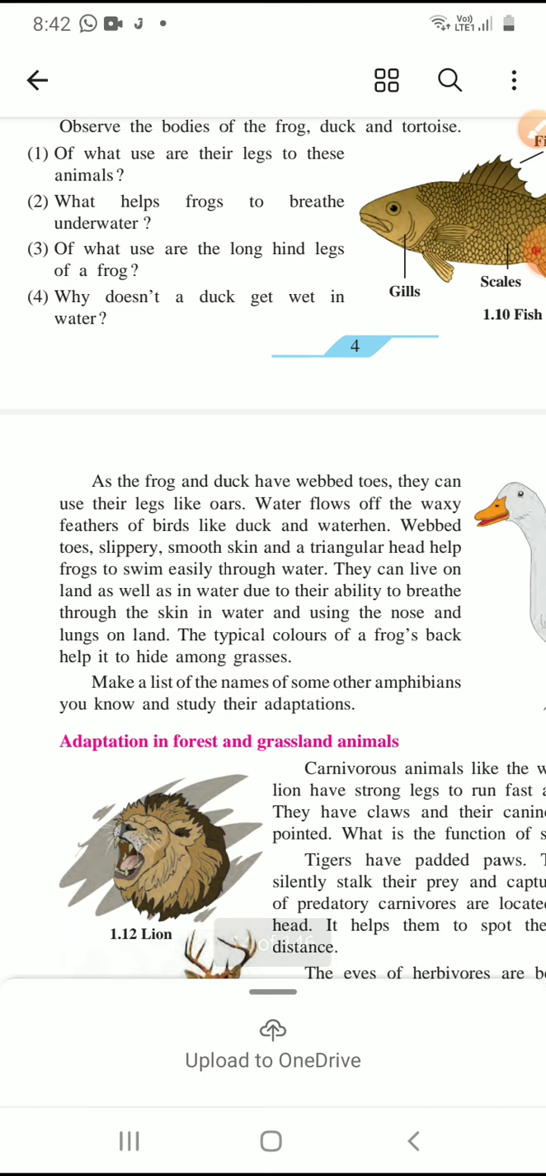Make a list of the names of some other amphibians you know and study their adaptations.